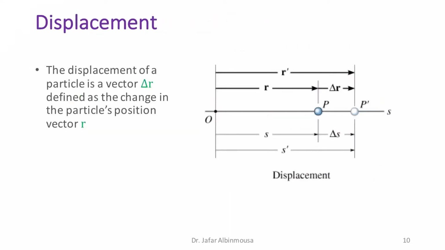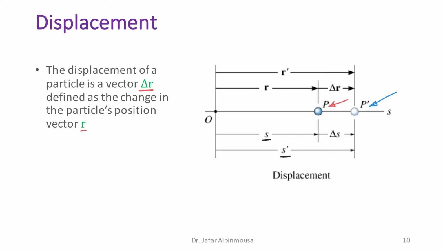Now, position and position vector have units of length, so either meter, feet, inch, or any other measure of length. The displacement of a particle is a vector, which is called delta R, defined as the change in the particle's position vector R. So if you look here, the position of the particle was P, and then it changed to P prime. So its position at P was S, and then at P prime it became S prime.